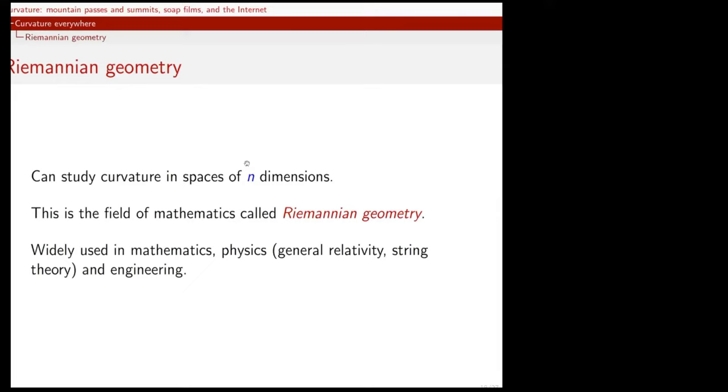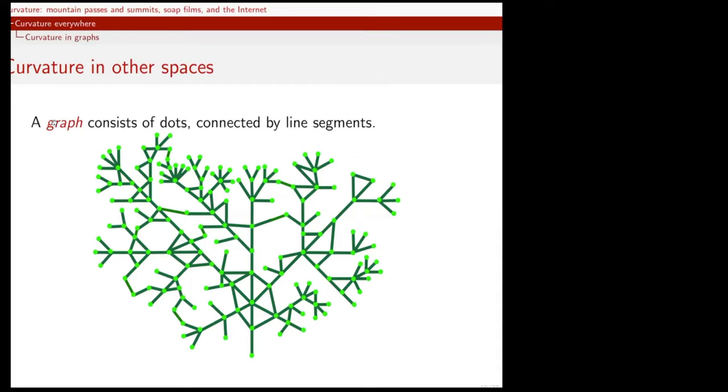Okay, but there are other spaces like this one. That's what we call a graph, namely it consists of dots. You see all those dots, and then they are connected by certain line segments, like you see them everywhere. So people also call that a network. And they come up in many contexts, in mathematics, but also in engineering. In particular, you have probably heard about social networks.